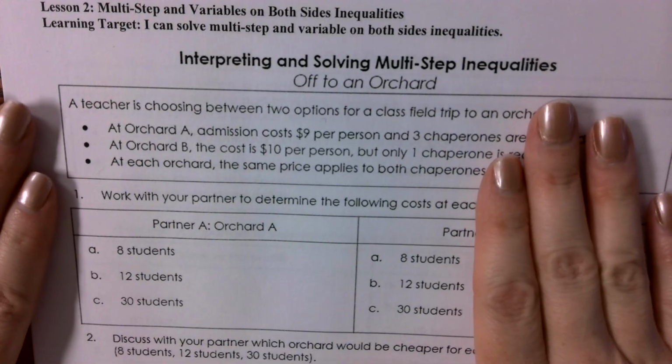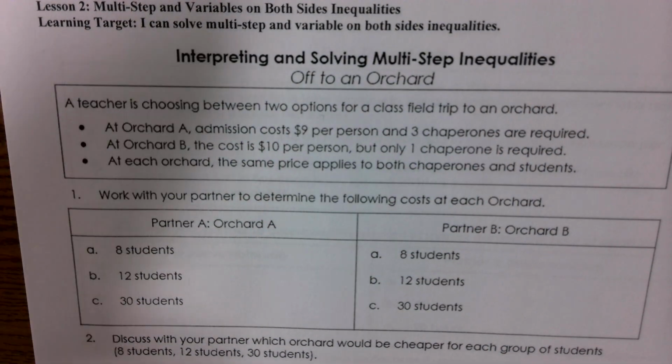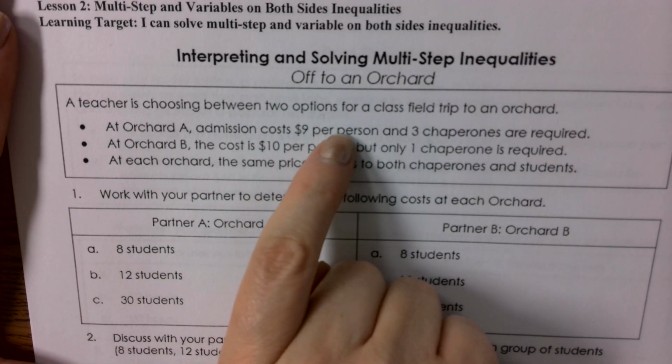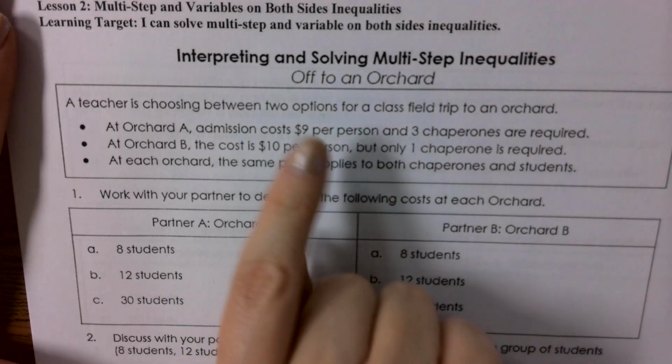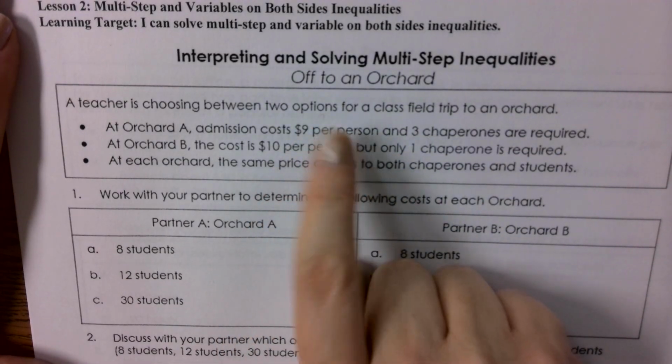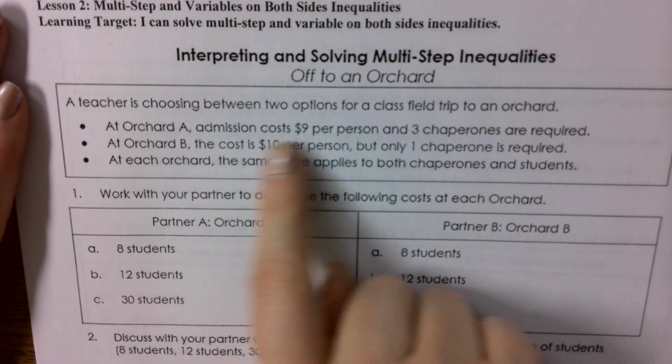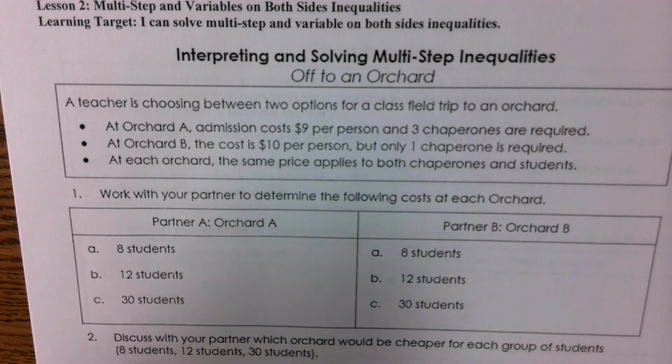Just reviewing over again one more time. Starting with the problem, we said that Orchard A has $9 per person, and 3 chaperones have to go. Remember, the cost is per person, so it's not just per student, it's per student and chaperones combined together. Orchard B is $10 per person, and only 1 chaperone is required to go. And again, you're paying the same price whether you're an adult or you're a kid.